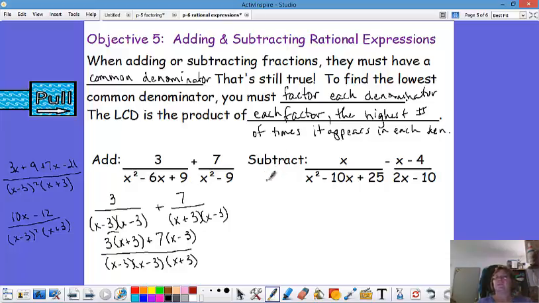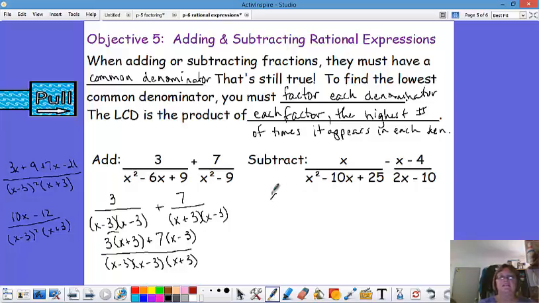Let's look at this last one. This is a subtraction. It's not going to be any different. The process will be the same. We'll just remember that when we are subtracting, everything in this fraction needs to be subtracted. So, and we'll talk about that again. All right, let's take a look at factoring so that we can find the correct denominator.